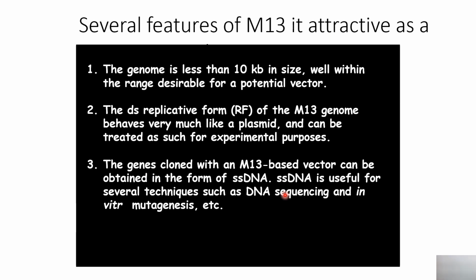Now, what are the several features of M13 that make it an attractive vector? The genome is less than 10 kb in size, well within the range desirable for a potential vector. The double-stranded replicative form of the M13 genome behaves very much like a plasmid and can be treated as such for experimental purposes. Genes cloned with an M13 based vector can be obtained in the form of single-stranded DNA. Single-stranded DNA is useful for several techniques such as DNA sequencing and in vitro mutagenesis.